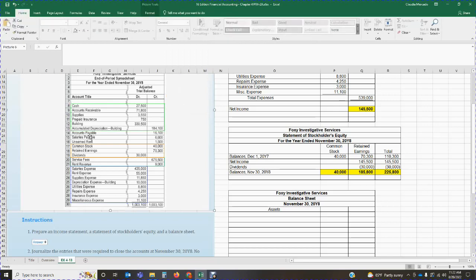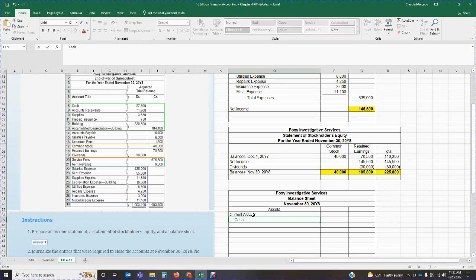Okay. So those are our assets. So I'm going to bring them over to our balance sheet. Okay. So we're going to have our current assets. Remember, these are any assets that you can convert to cash or use up within a year.